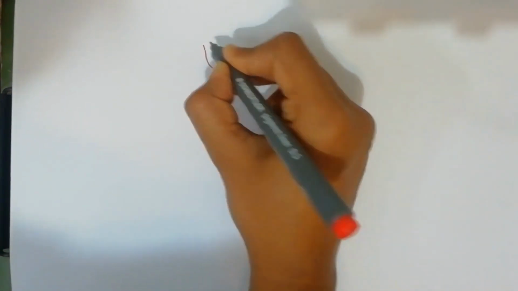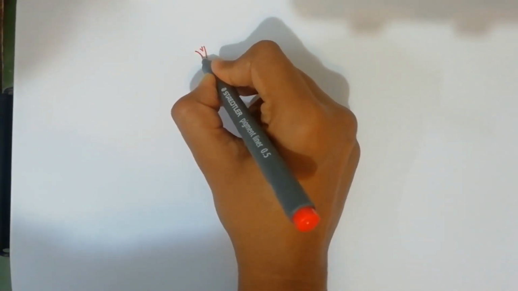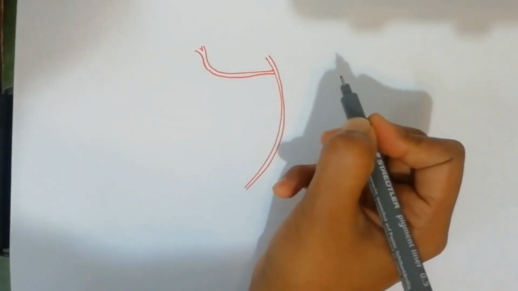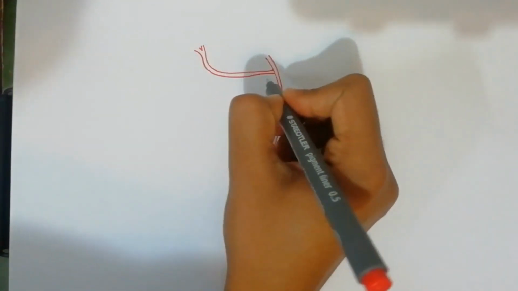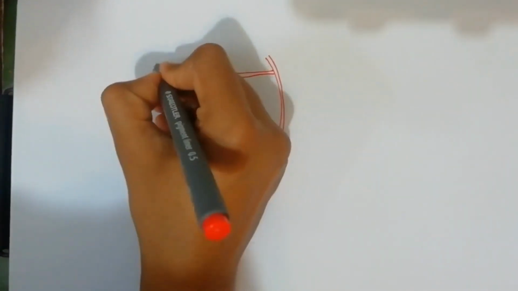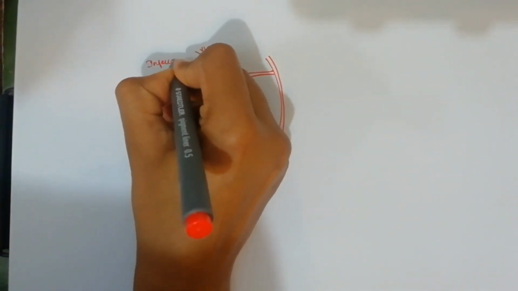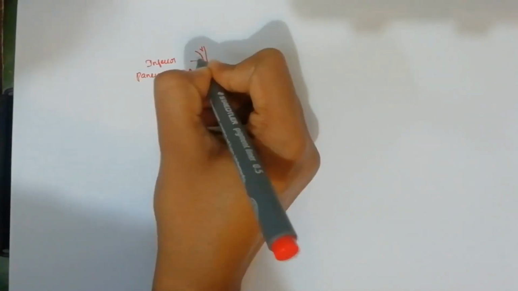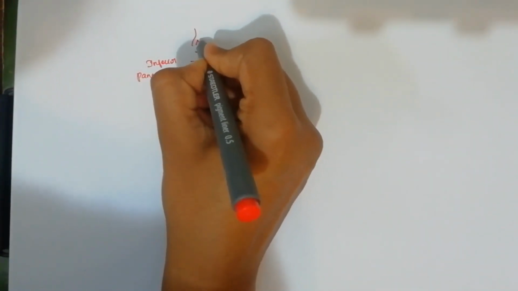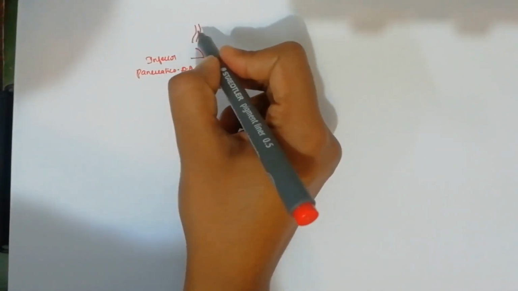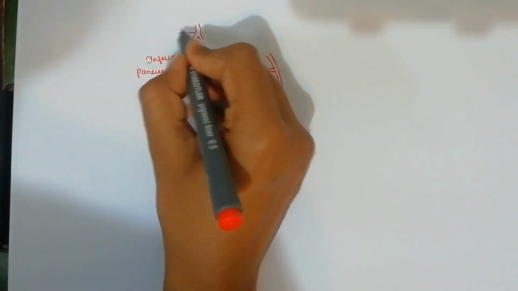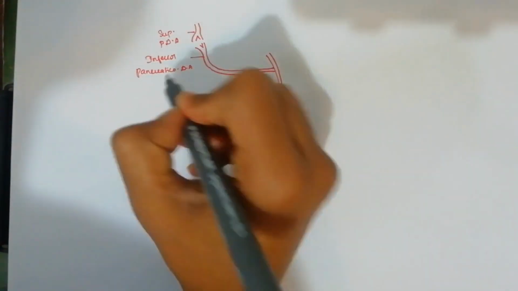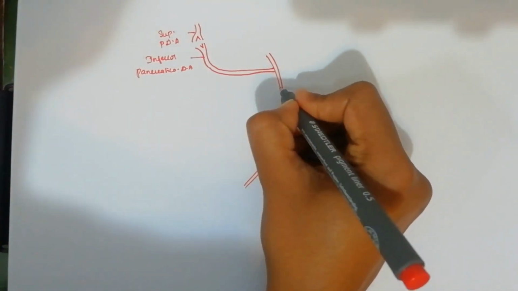We have seen superior pancreatico-duodenal, which comes from the gastroduodenal artery and anastomoses with inferior pancreatico-duodenal. This artery is called the inferior pancreatico-duodenal artery, which is anastomosing with the superior pancreatico-duodenal, a branch coming from the gastroduodenal artery. So this is superior pancreatico-duodenal artery. And the next branch which is coming out is on the right.